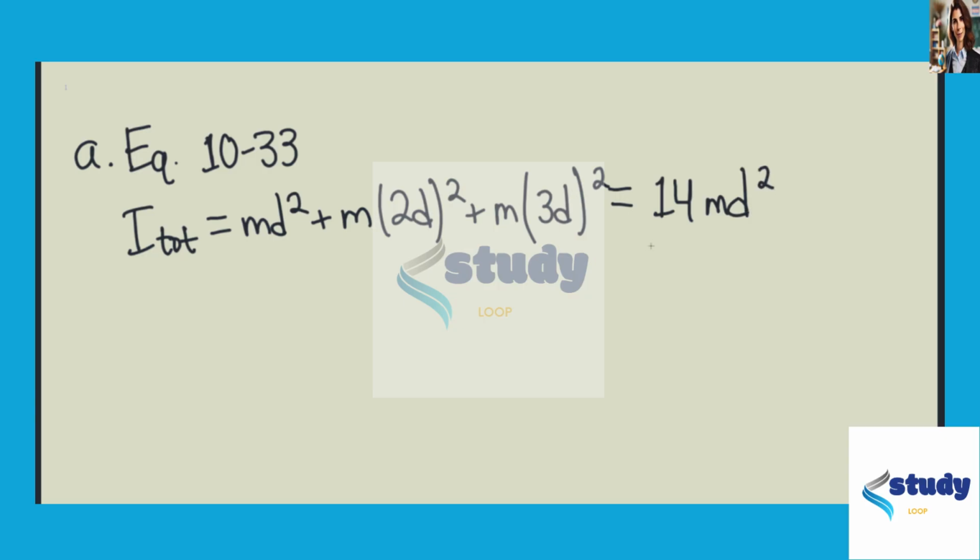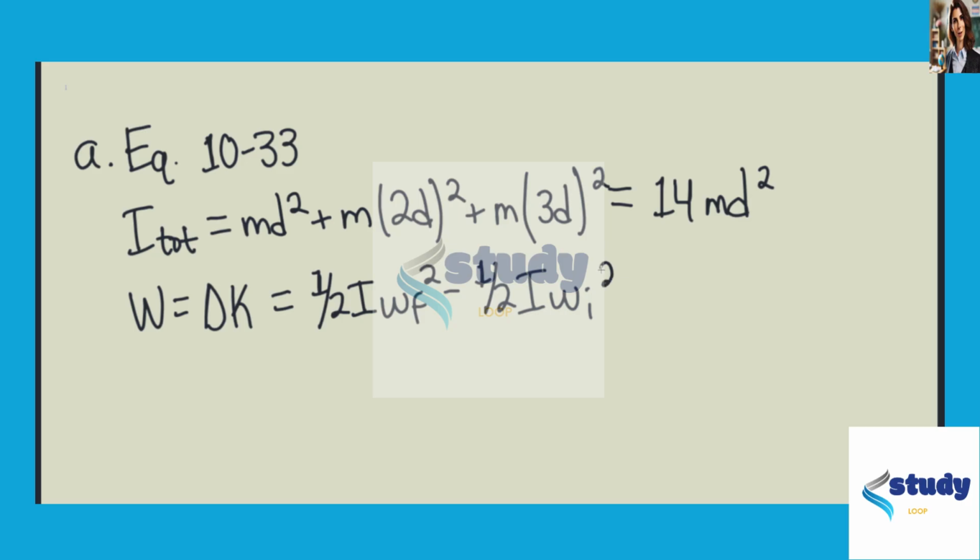Now, we know that the work is simply equal to the change in kinetic energy. This would be equal to 1/2 times the moment of inertia times omega final squared minus 1/2 times the moment of inertia times omega initial squared. Omega initial squared is going to be 0, so this entire term is eliminated. And now we can solve. So 1/2 times 14 would be 7 md squared omega final squared. This would be equal to the work done.